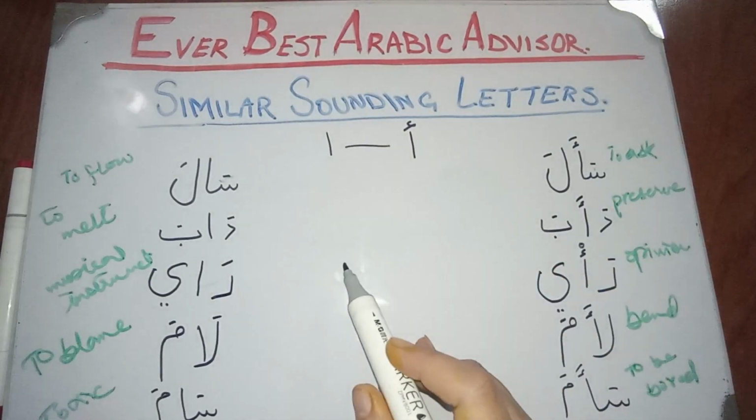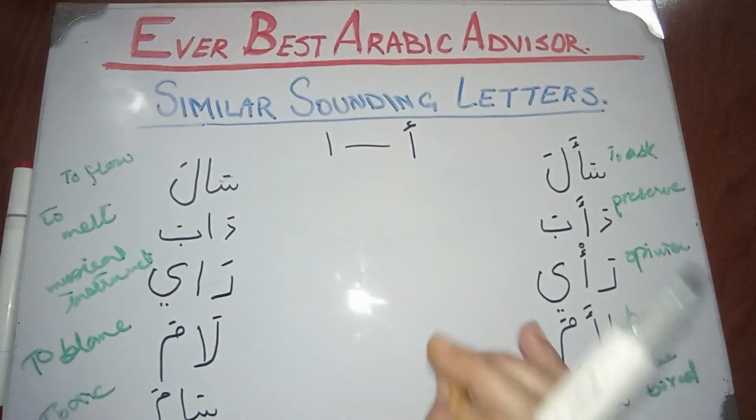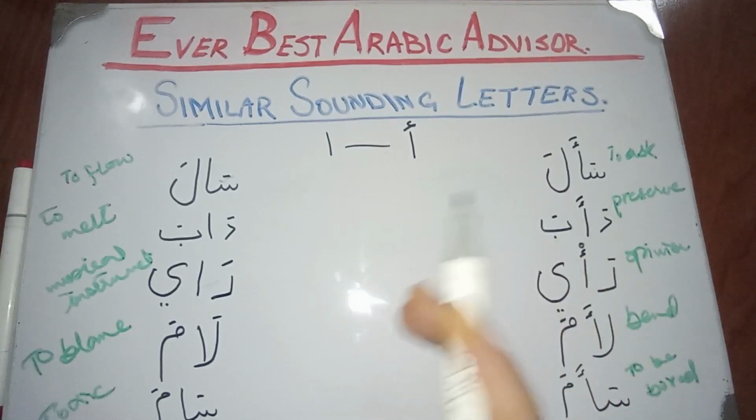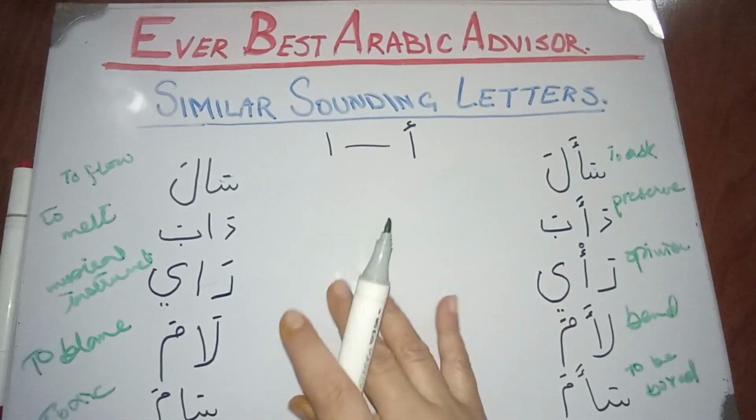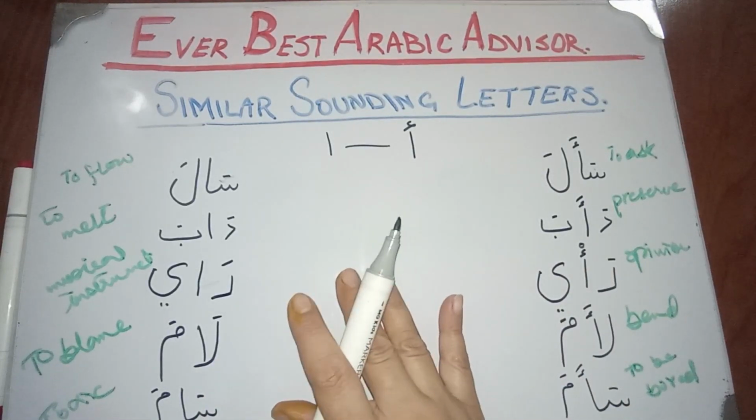So this is the difference when there is a sign over alif and when there is no sign over alif. So you learn the difference over here.